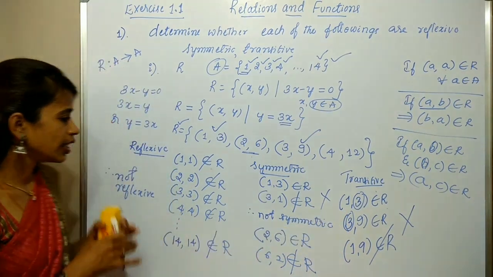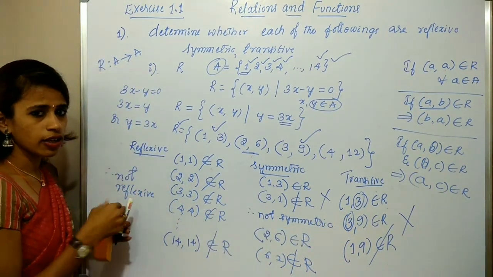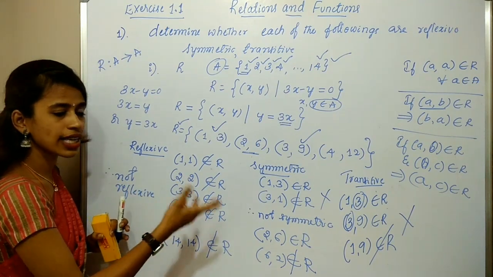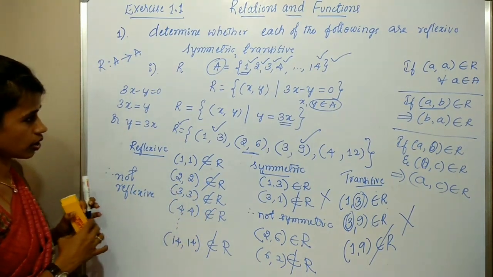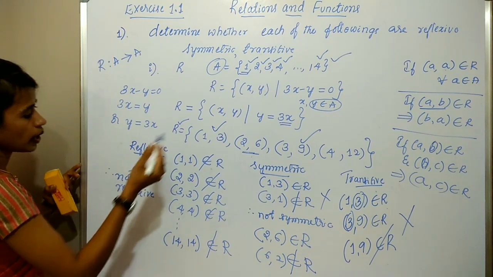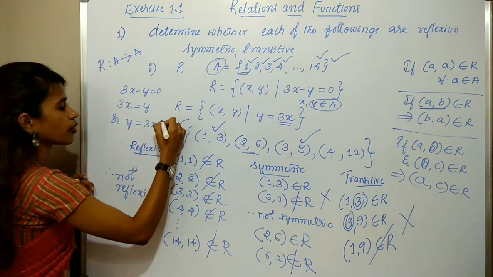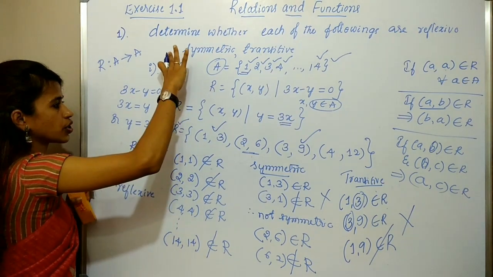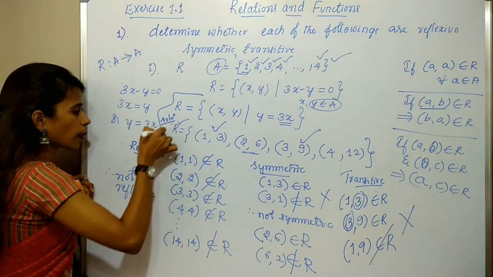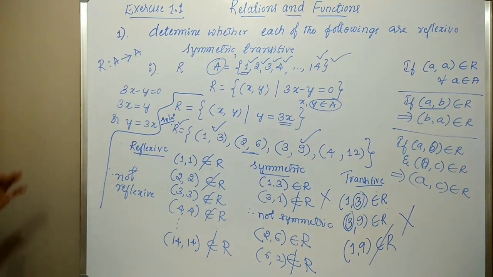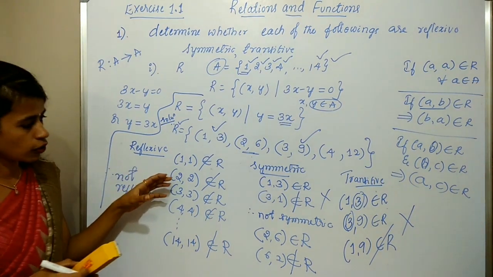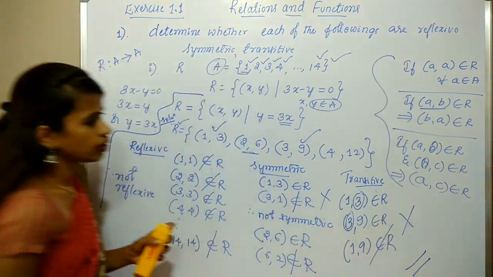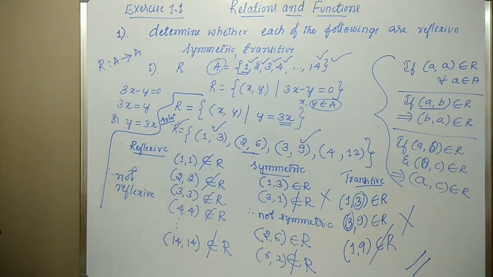Is it okay? Neither reflexive means not reflexive. Neither symmetric means not symmetric. Nor transitive means not a transitive relation. So, dear student, please note down the solution from here, the question from here. Please pause the video and note down up to this. So this is the definition. Next problem.